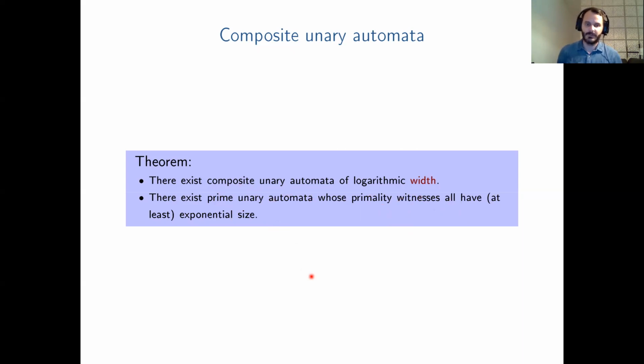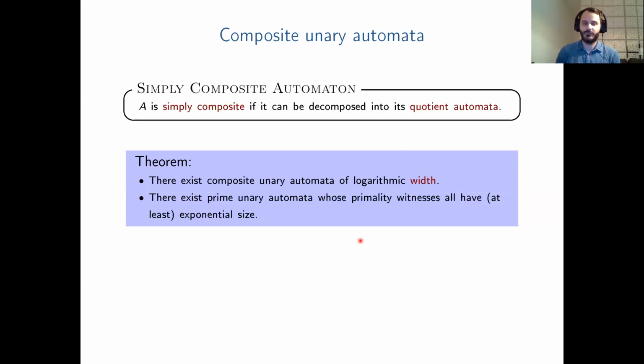So, okay, this kind of interesting and complicated behavior prevents us from just simplifying the basic algorithm in this setting. So in order to improve the complexity, we needed something more. What we did was study the notion of simply composite automata. So let's read the definition together.